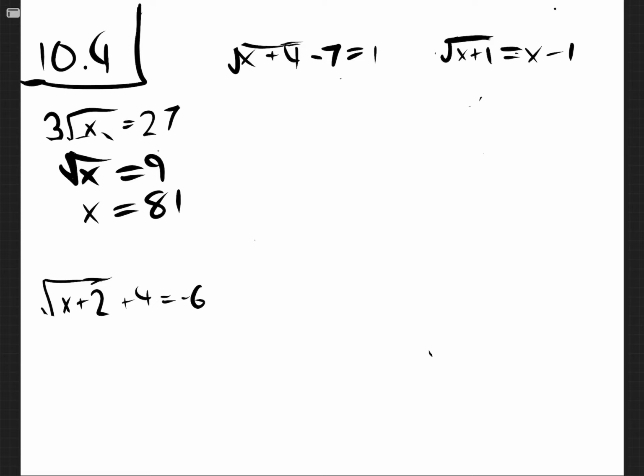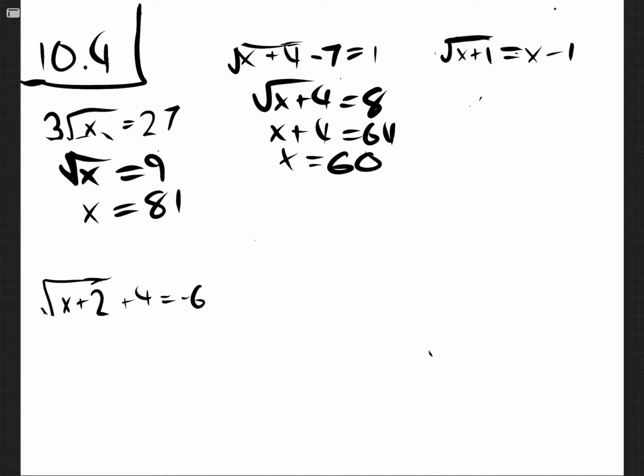So for this next example, it's a little bit more complicated. We just solve it like we would a normal equation. So we add 7, square root of x plus 4 equals 8, and then we square both sides like we did before since the radical is isolated. X plus 4 equals 64, and now we can subtract 4, so x equals 60, and you should always check your answer.